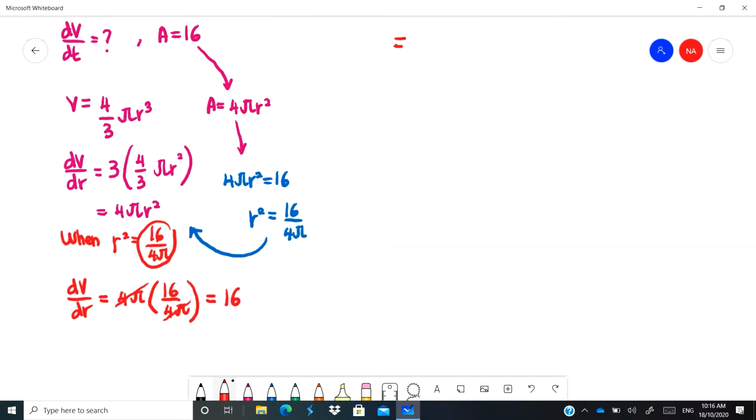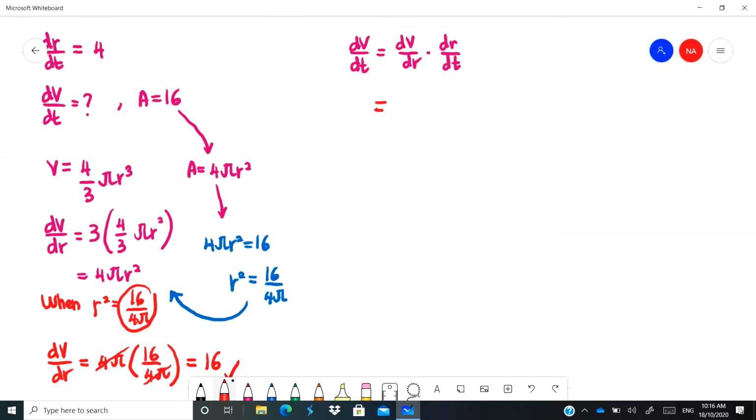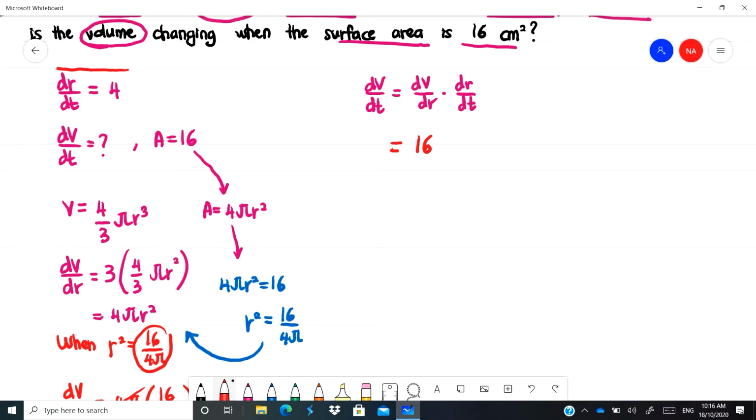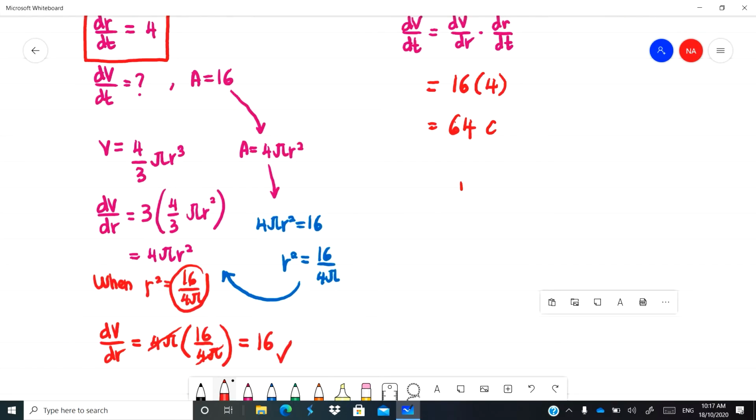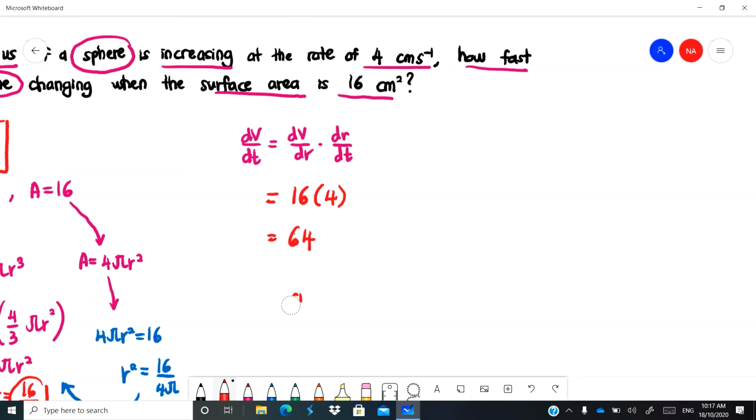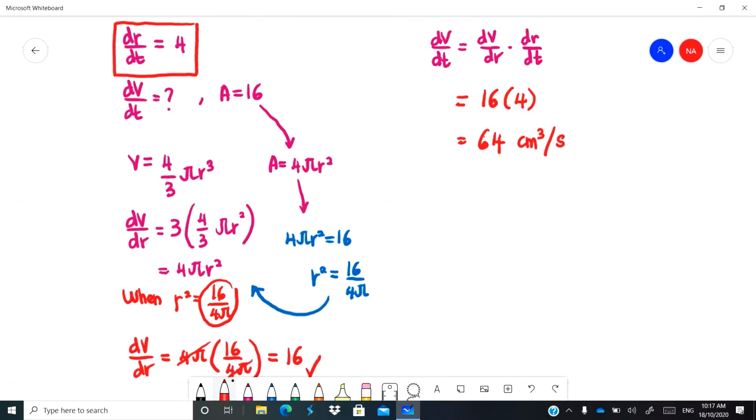So we already have dv over dr, which is 16, and then we multiply with dr over dt. We are already given dr over dt in this case, which is 4. So our final answer would be 16 multiplied by 4, which is 64. The unit, since it is volume, should be cm to the power of 3, and per second. Look at it, the unit is per second. Okay, so that's the final answer for this one.